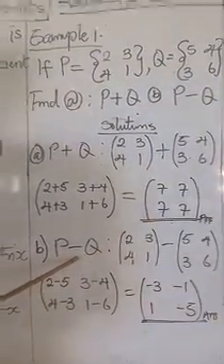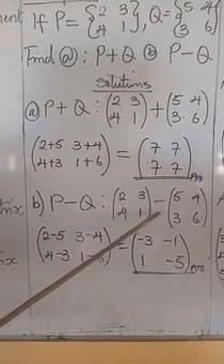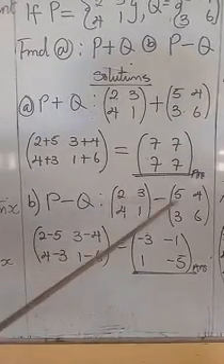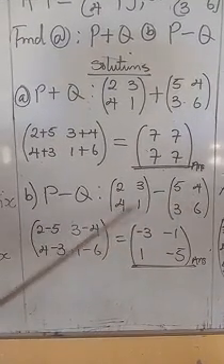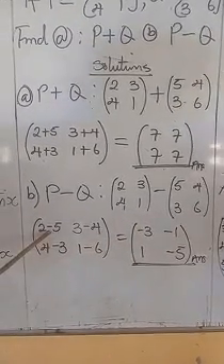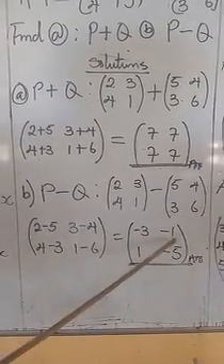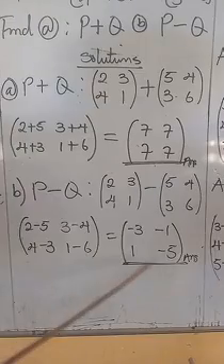So now going to B, P minus Q. You are subtracting this from this. So we now have 2 minus 5, 3 minus 4, 4 minus 3, and 1 minus 6. That is why you are seeing it like this. 2 minus 5 will give us minus 3. 3 minus 4 will give us minus 1. 4 minus 3 will give us 1. And 1 minus 6 will give us minus 5.